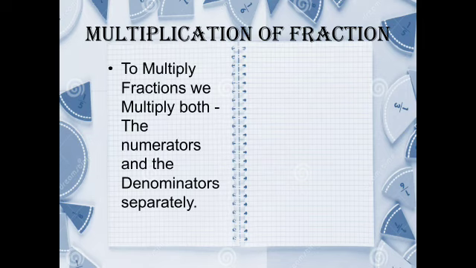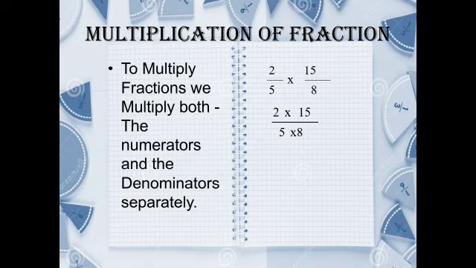To multiply fractions, we multiply both the numerators and the denominators separately. Now, let's do an example to understand it more clearly. 2 by 5 into 15 by 8. These are the two fractions that we need to multiply. The first step is to take the numerators and the denominators in one part. That is 2 into 15 upon 5 into 8.